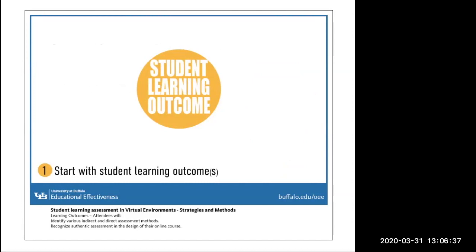Start with student learning outcomes. You should already have a syllabus with learning outcomes, an instructional and assessments plan for your seated or hybrid course. Don't reinvent the wheel. Start with your outcomes and existing assessments and adapt them to virtual delivery.